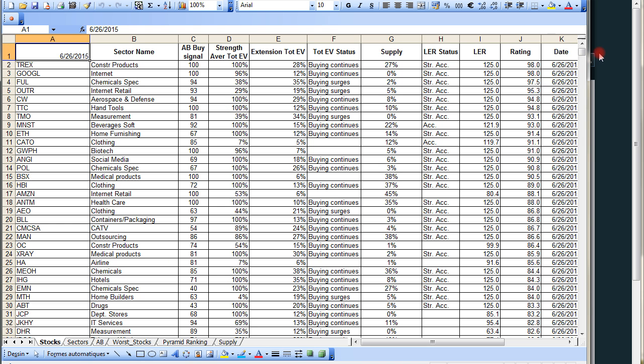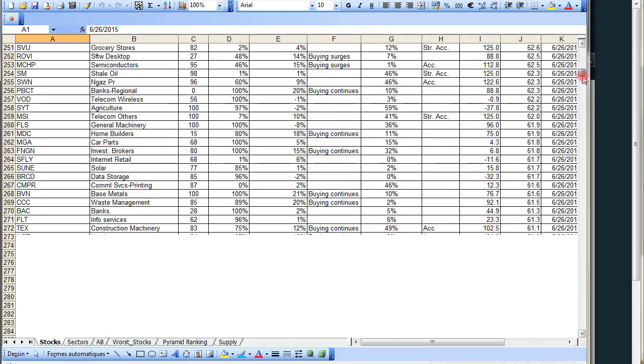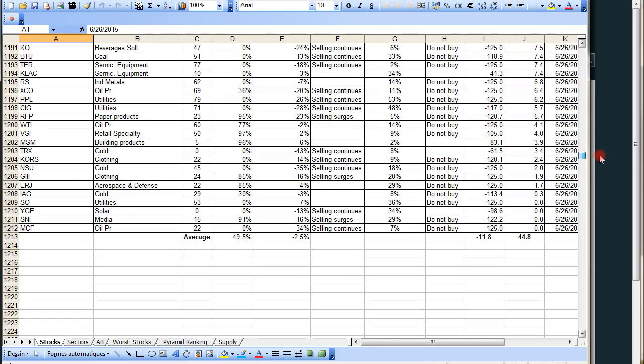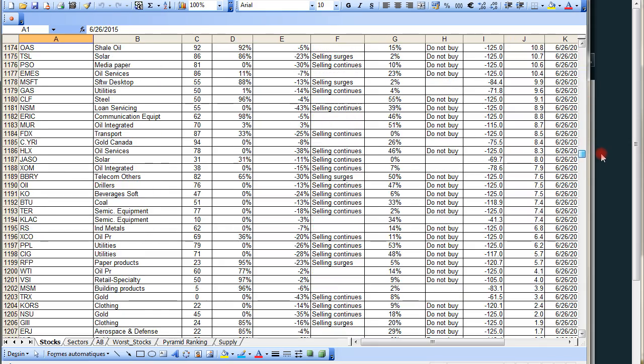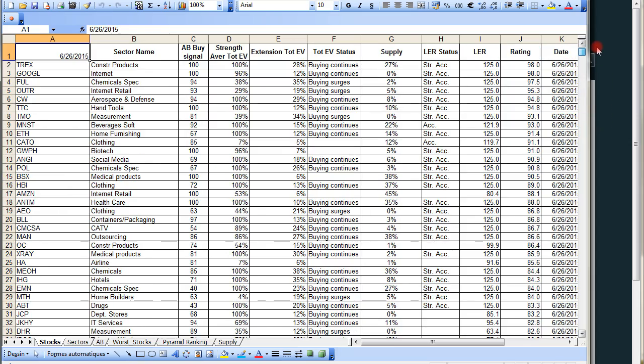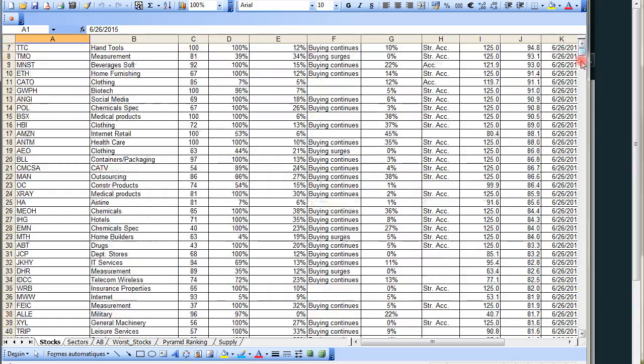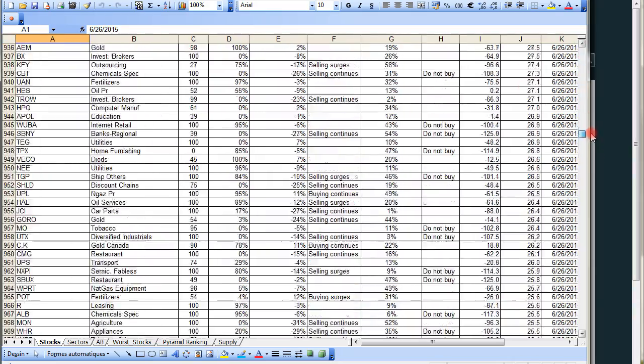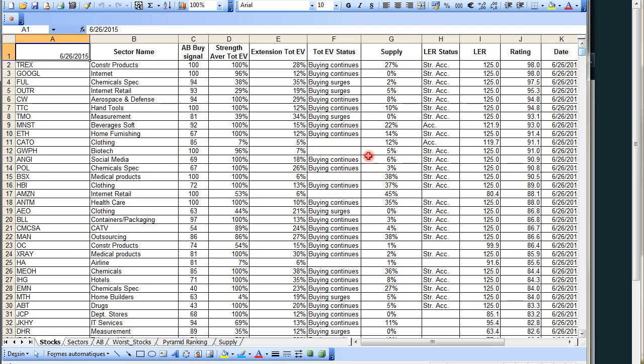So here is the stock sheets. You can see that we have about 1,200 stocks. These are the most important stocks, the most highly traded stocks, and these are ranked by rating here. We see the highest rating are on the top and the lowest rating are at the bottom. Here you have the date of the last update for each stock.